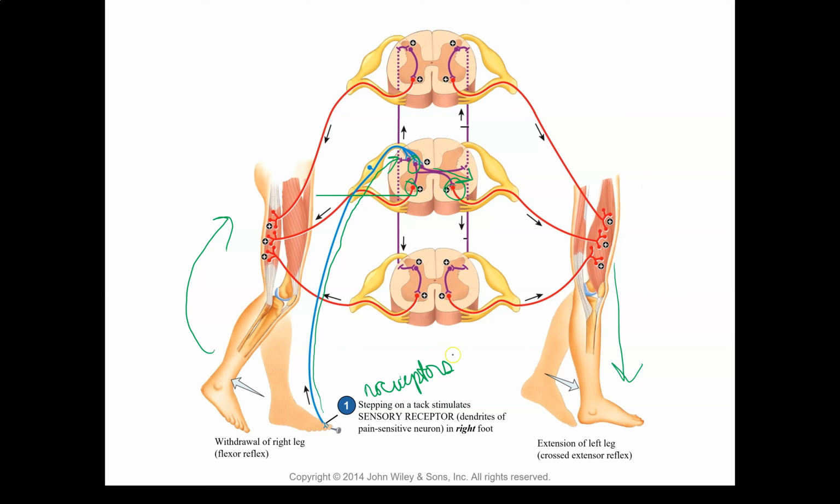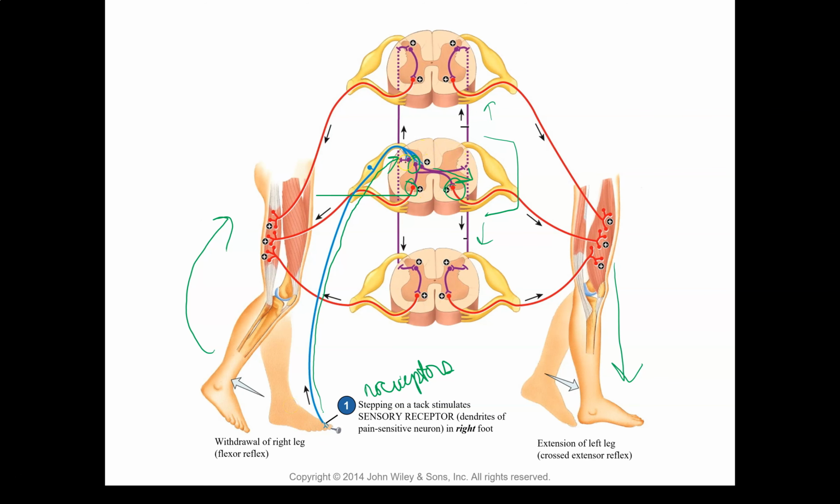Because it's targeting multiple levels of your spinal cord, it's going to be intersegmental, so L2, L3, L4. All of those segments are going to be involved, not just one segment here. It's going to be multiple segments being involved at once. So the cross extensor is a balance maintaining reflex. The stimulus is going to elicit a flexor response to pull the right foot away.